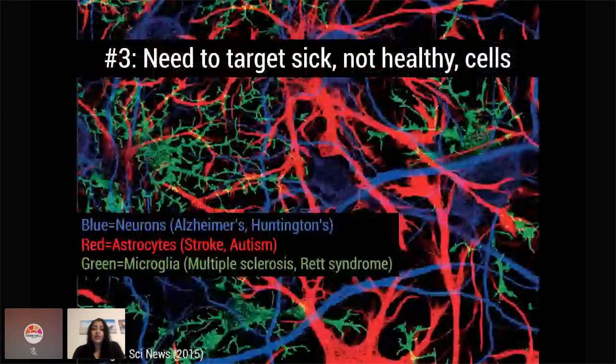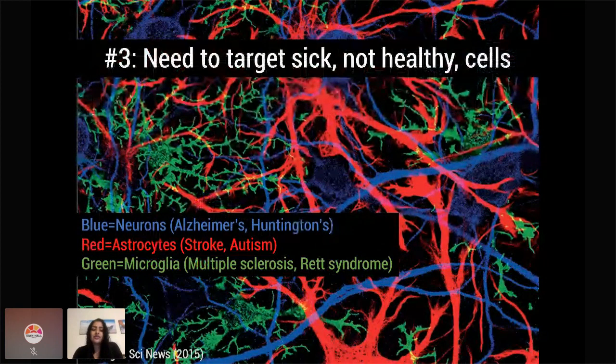And it's really important that we do target the sick and not healthy cells, because when you start getting drugs to healthy areas, that's when side effects or toxicity could happen. From this picture, you can see why that could be challenging. There are so many different types of brain cells that are involved in many different diseases. And these cells are so interconnected and overlapping. What we need is a way to identify which cells are sick and then get our nanoparticles inside of them.